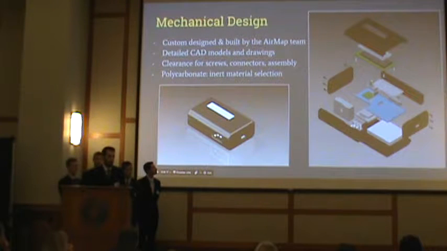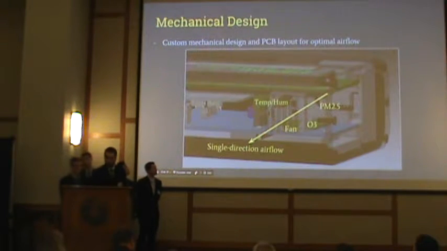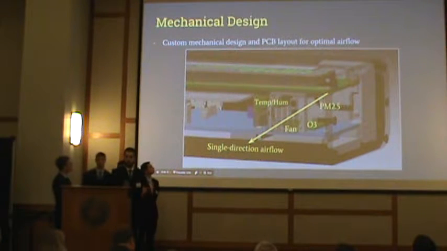Another interesting detail that came up is it turns out that material selection was critical. Many common materials such as plastics and even aluminum can absorb ozone and later release it or break it down or be broken down altogether. So these obviously would impact our sensor readings. Polycarbonate was chosen because it's a relatively inert material while still having the mechanical properties that we would want for such a device. We also paid a lot of attention to airflow through the device.